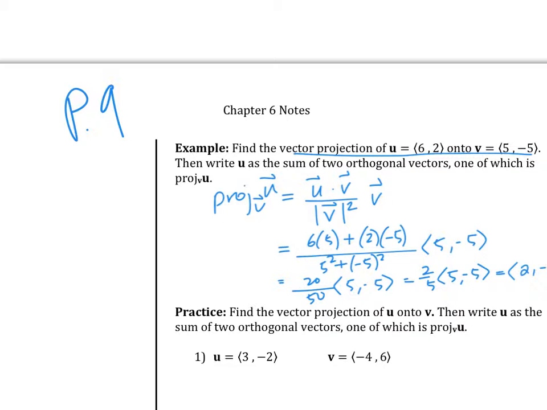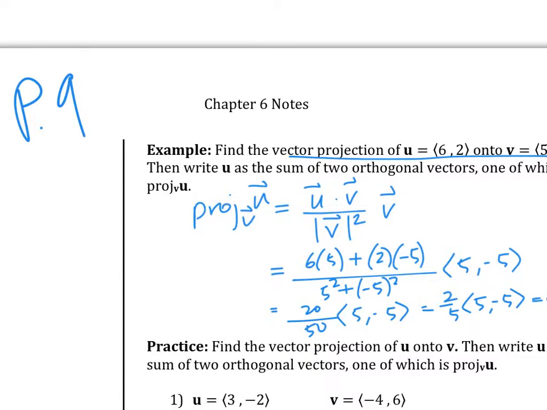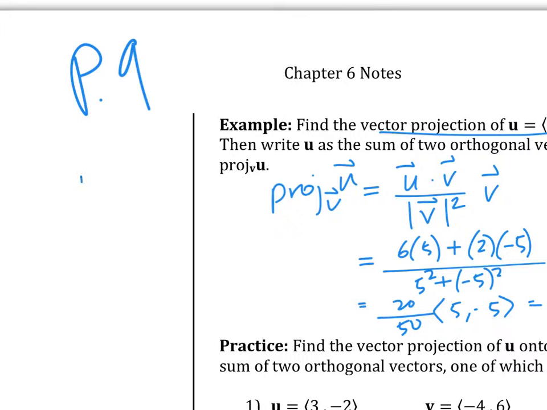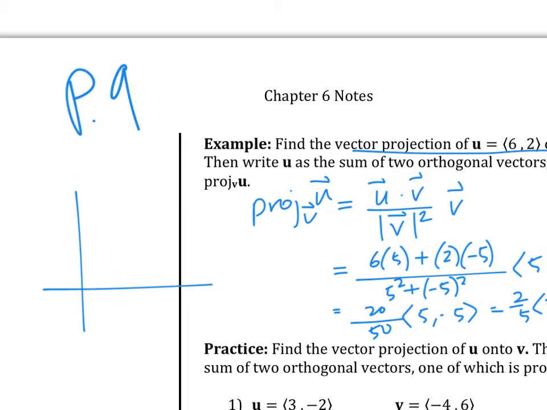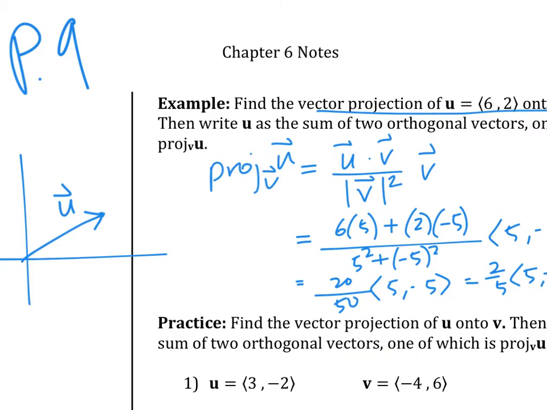Okay, so go to page 9. We're on that top part. I think I drew out a picture last time we were looking at this part. So we said that we are projecting u onto v. If you don't have a picture yet, let's draw u and v. u is 6, 2. And v is 5, negative 5.